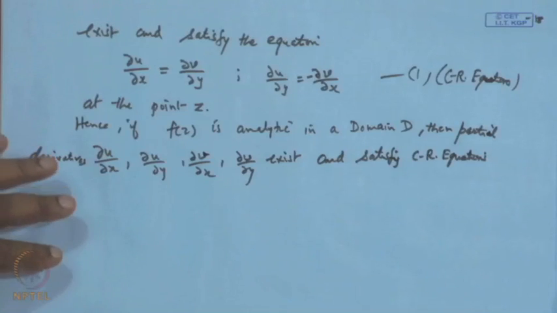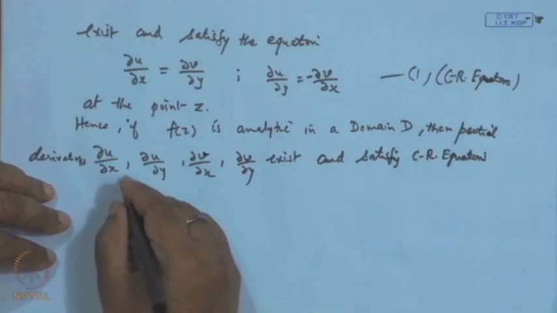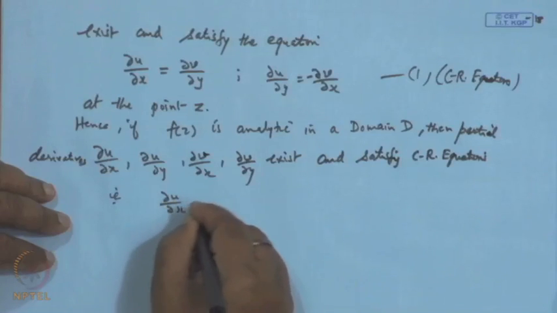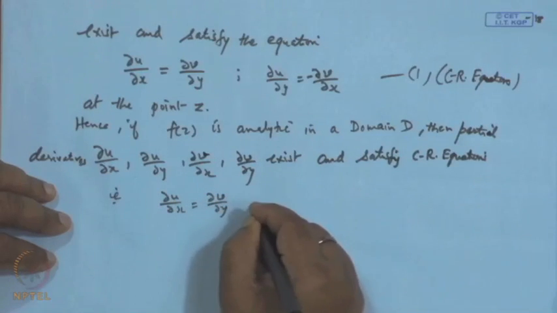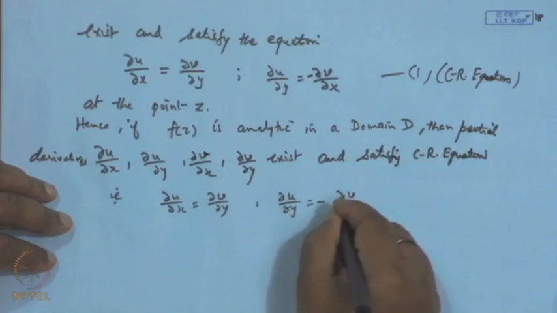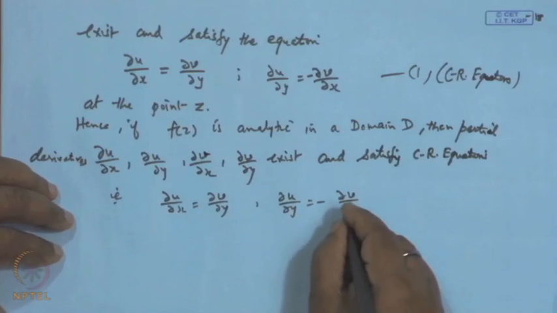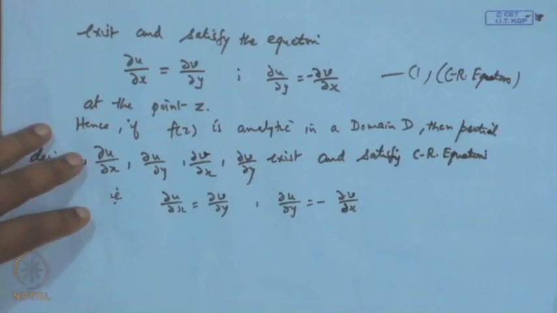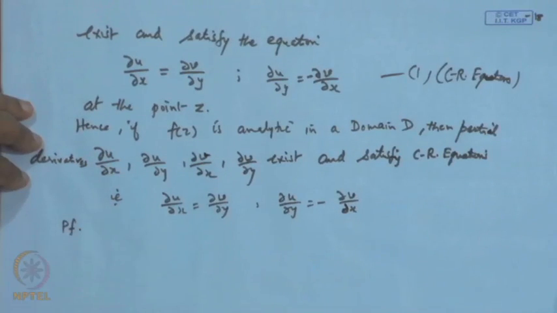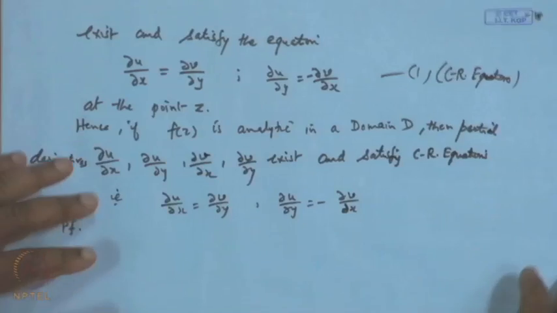Cauchy-Riemann equations. That is, ∂u/∂x = ∂v/∂y, and ∂u/∂y = −∂v/∂x. So, these are the necessary conditions. See the proof of this result first, and then we go for the sufficient conditions later.